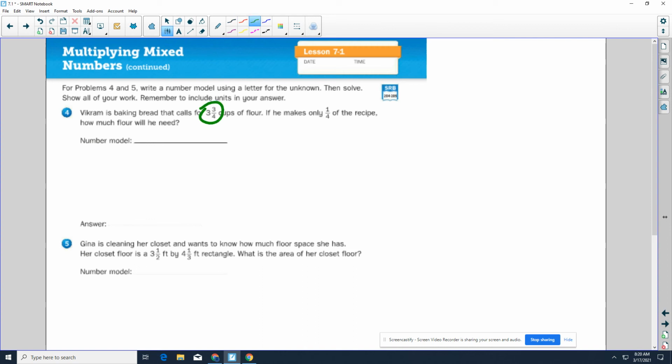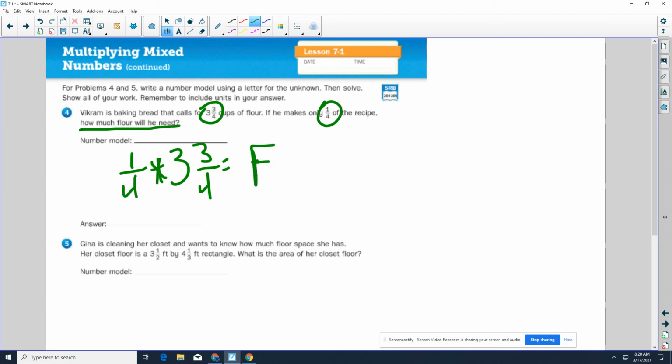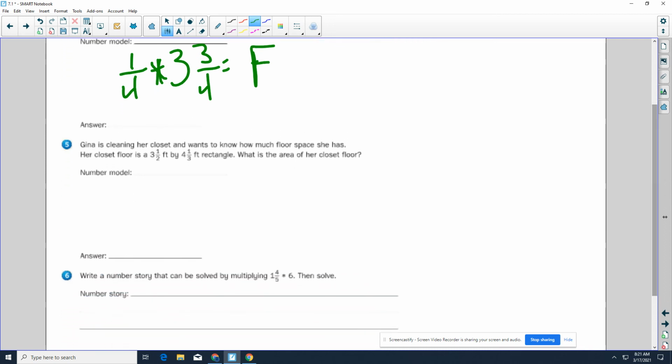So he has 3 3/4 cups, but he only needs 1/4 of the cup. So I know I'm multiplying. How much flour will he need? So I'm going to write it below here. So I know he needs 1/4 of the 3 3/4 that he has. So I'm going to do 3 3/4 here. And I'm just going to say F for flour. You can put whatever letter you want. And you're going to solve that. So you're going to say 1/4 multiplied by 3 3/4, because we need to know how much he is going to use when he only uses 1/4 of the flour that he has. Let's look at the next one here, and then you can solve it.